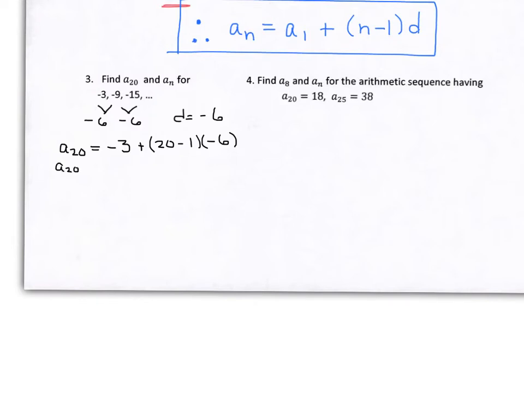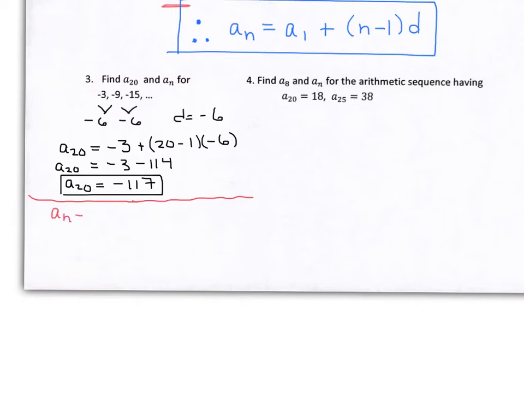Leaving us with a sub 20 equals negative 3 plus 19 times negative 6, which is negative 114. And I now know that a sub 20 equals negative 117. Much quicker than subtracting 6 all those times to get to your a sub 20. Okay, now like I said, you could have started out by finding your a sub n. So now I'm going to find my general formula that will work for me to find any term out there. So a sub n, we know, is our a sub 1 of negative 3. We're going to keep it in terms of n, so n minus 1 times our negative 6.